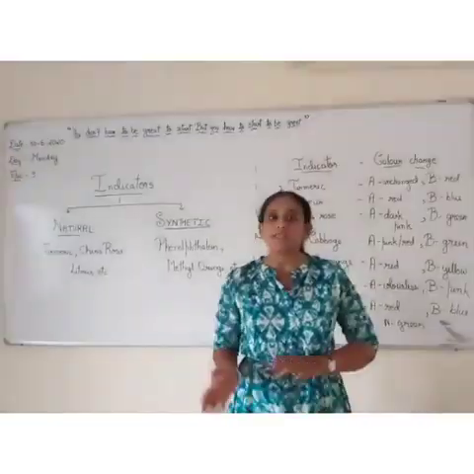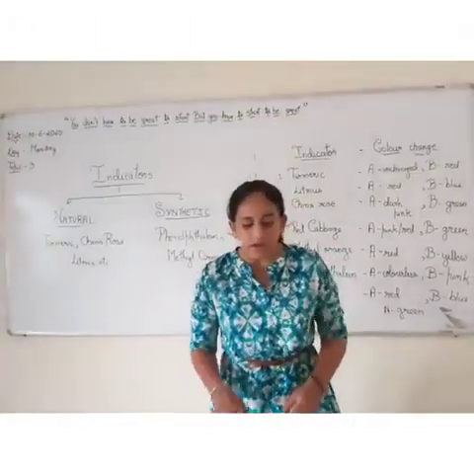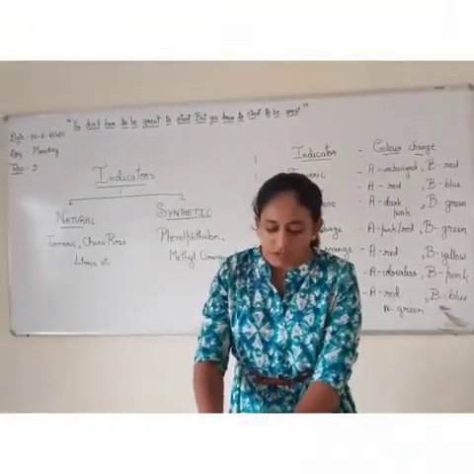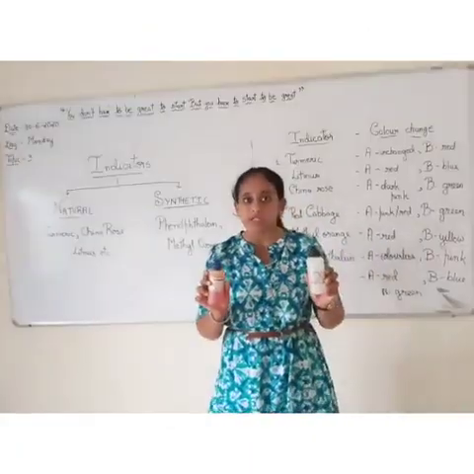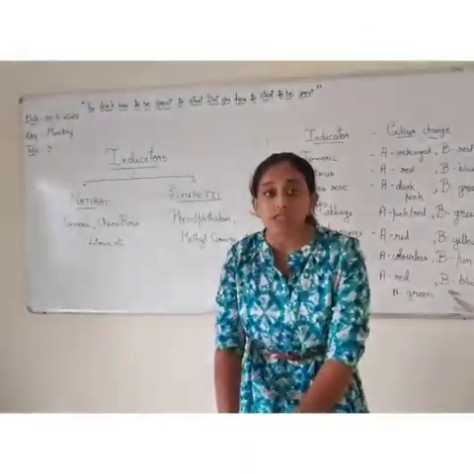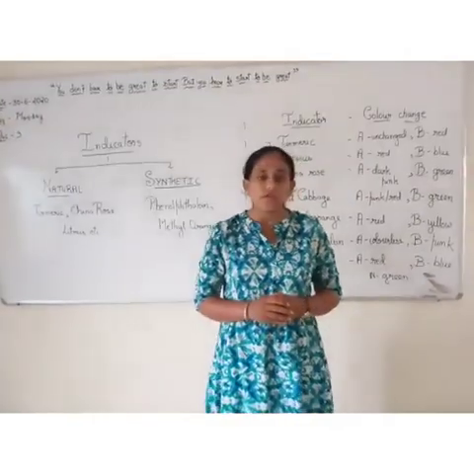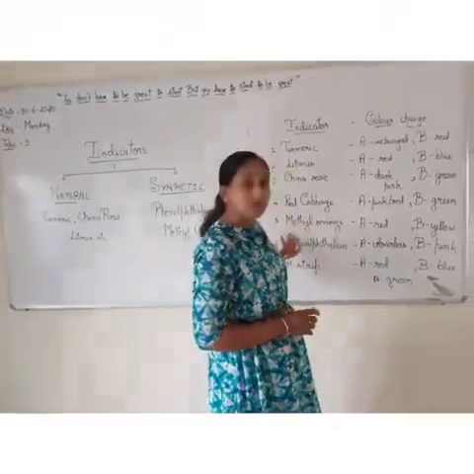Let's now start with the synthetic indicators. I here have two bottles. The first bottle is of phenolphthalein and the second bottle is of methyl orange. Let's see how the color changes in both of them. We would first take the example of methyl orange.